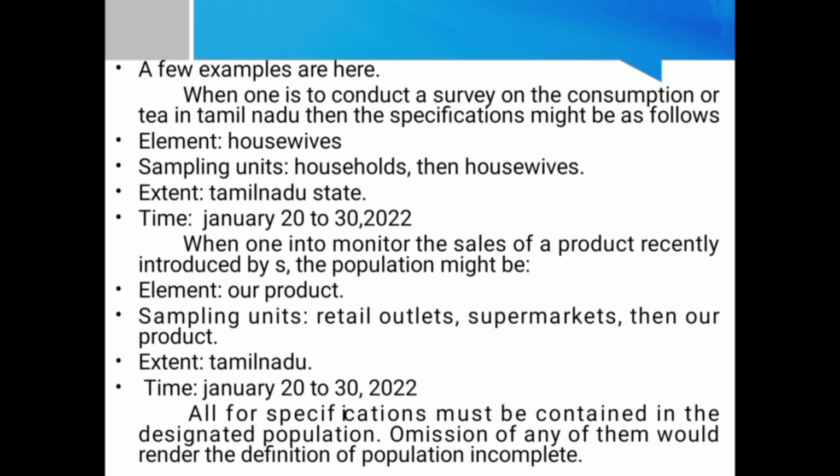When one is to monitor the sales of a recently introduced product, the population might be: element, our product; sampling units, retail outlets, supermarkets, then our product; extent, Tamil Nadu; time, January 2022 to 30 2022. All the specifications must be contained in the designated population. Omission of any of them would render the definition of population incomplete.